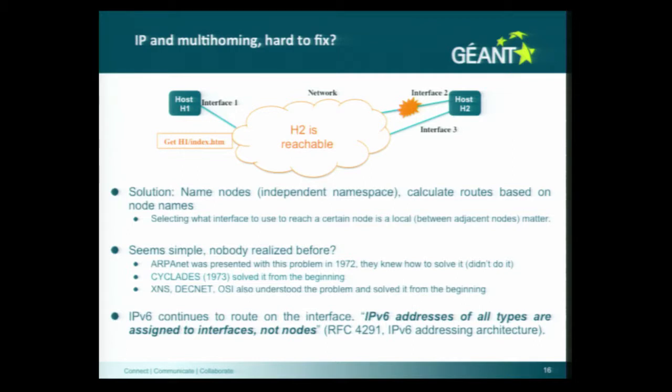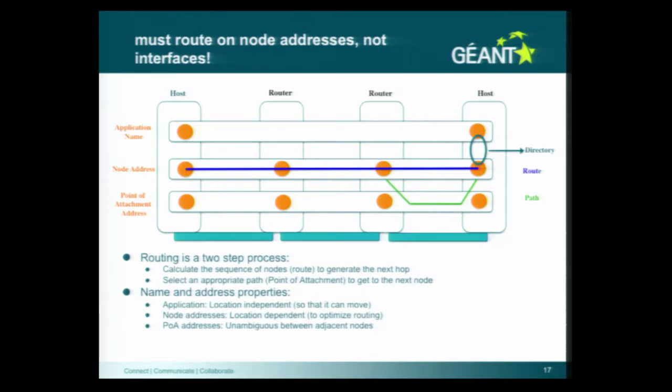ARPANET was aware of it, they knew how to solve it, but they didn't. The Cyclades network in France solved it, but IPv6 continues to route on the interface. So you should route on node addresses, not on interfaces. Routing should be a two-step process: first, you calculate a sequence of nodes, which is the route, and then you need to calculate a path to the next hop, because a certain node can have multiple interfaces.